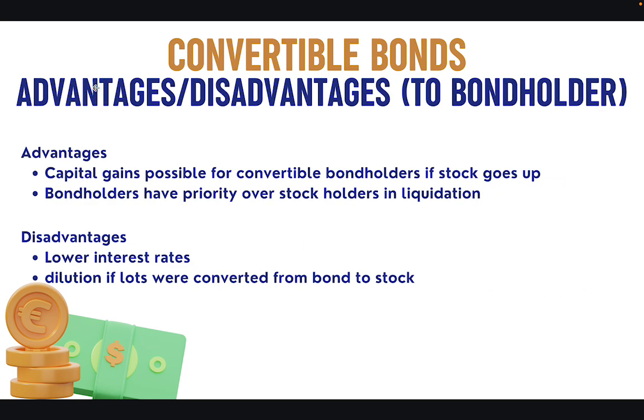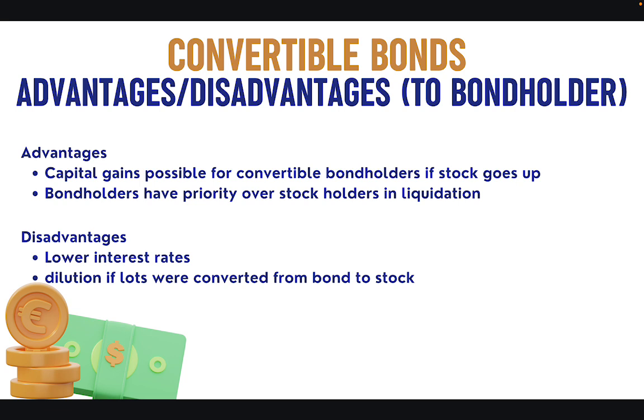Let's look at the advantages and disadvantages of a convertible bond to the bondholder, the person who purchased the convertible bond. The advantage is capital gains are possible if the stock goes up. If the stock goes up and you are able to convert it, you've got capital gains. And if you haven't converted it and you're still a bondholder, you have priority over the stockholders in any liquidation. So the first advantage is you can convert it to stock if the price goes up, but the advantage of having the bond is that you have priority over stockholders if liquidation happens.